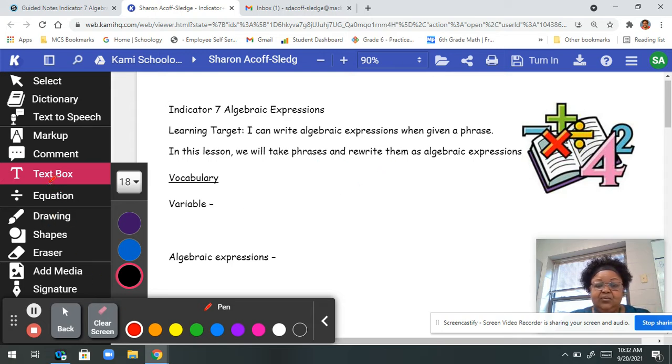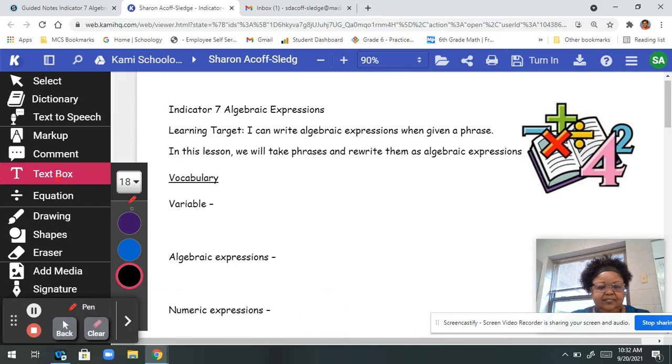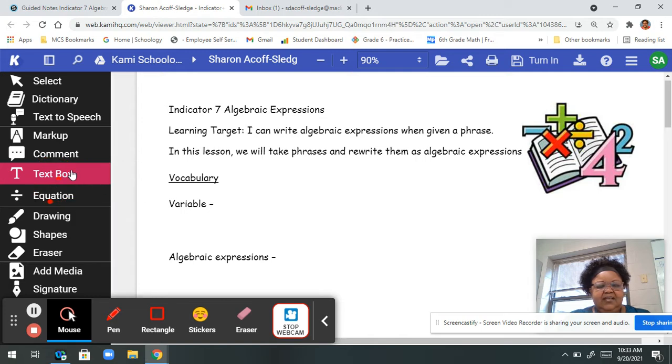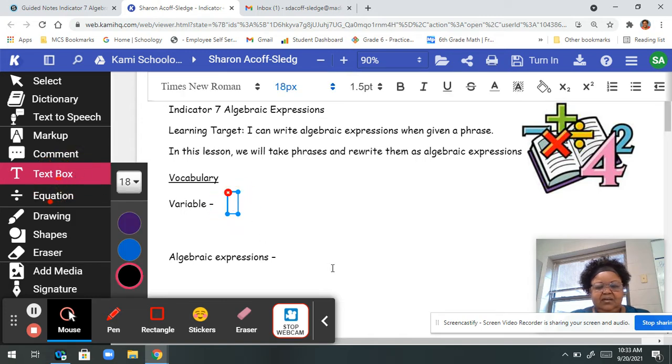But first, let's go through some definitions. Okay, so first, variable. A variable is a letter that represents a number. And it can be any letter, it doesn't matter.